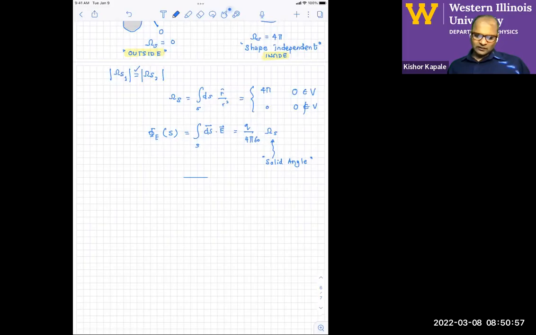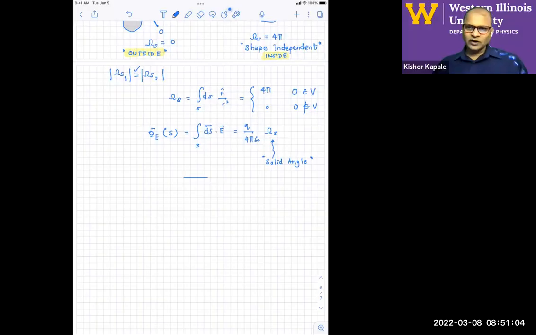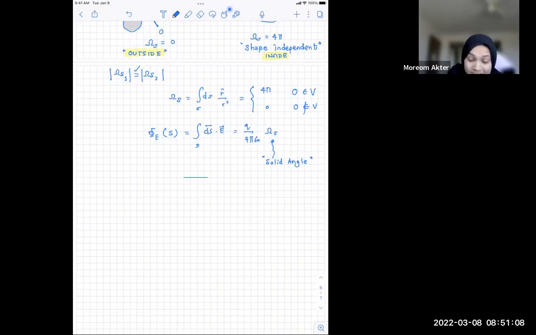Dr. Kapale, yes. What is the unit for this solid angle? So what do you think will be the unit for the solid angle? I'm still searching this question.